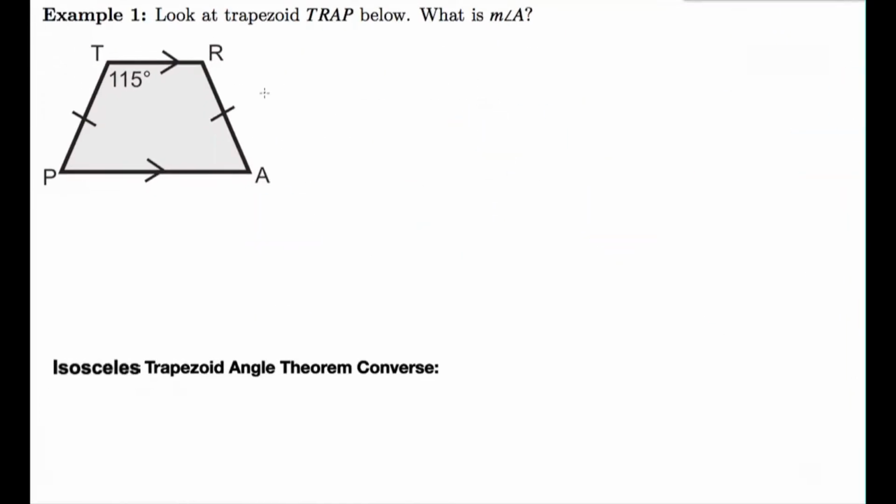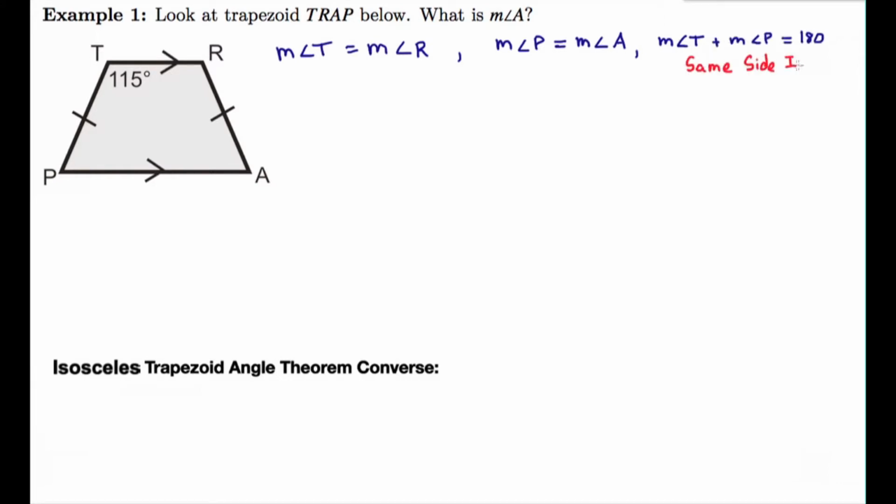Okay, example 1. Look at trapezoid TRAP below. What is the measure of angle A if angle T is 115? Well, we know that base angles are congruent, and we know that these consecutive angles, angle T and angle P, will be supplementary because they're same side interior angles.